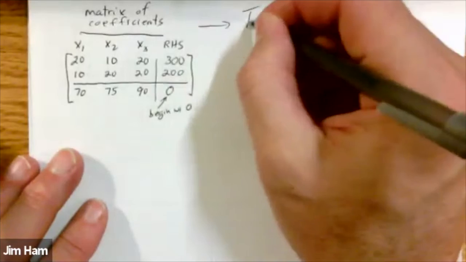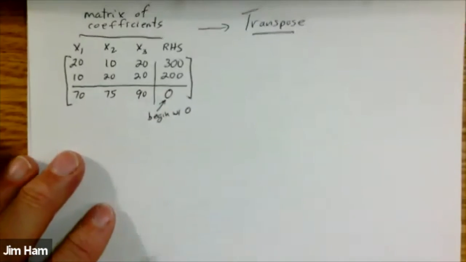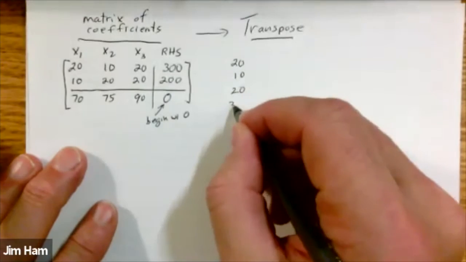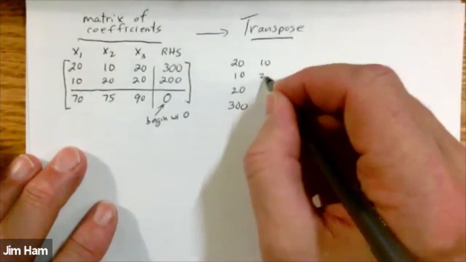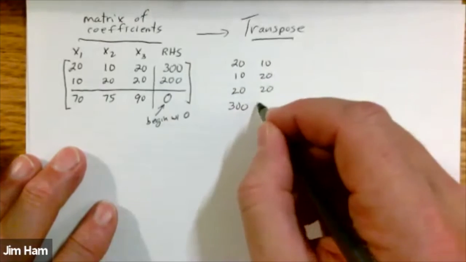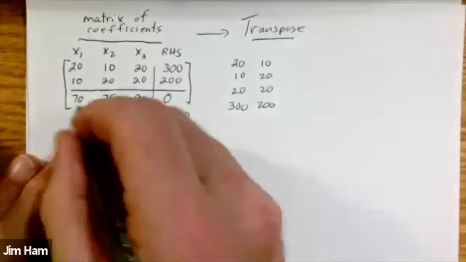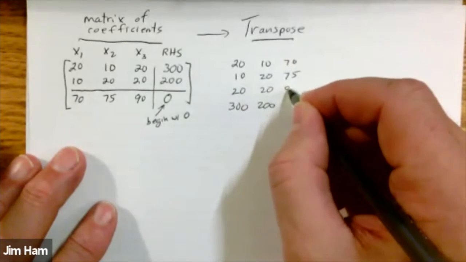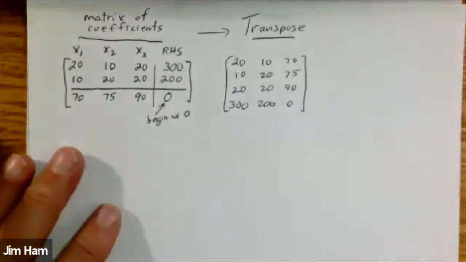Now the transpose. Each row becomes a column. First row becomes first column. Second row becomes second column. And the third row becomes the third column. And here's the transpose matrix.